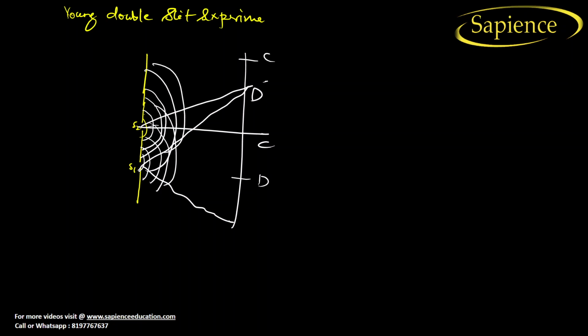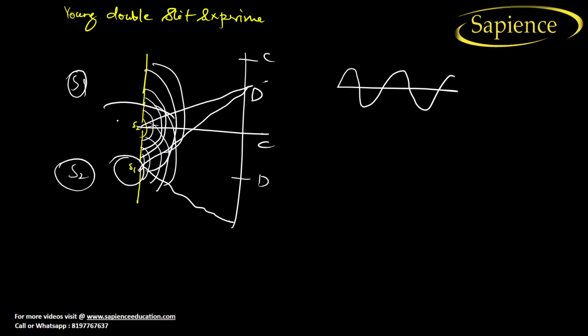So this is a Young's double slit experiment that has been done. Now we need to derive. Let us suppose we have used two sources of light, one source S1 and the other source S2. But we are taking coherent sources, so their amplitudes will be the same.